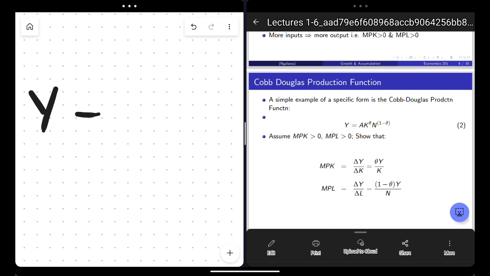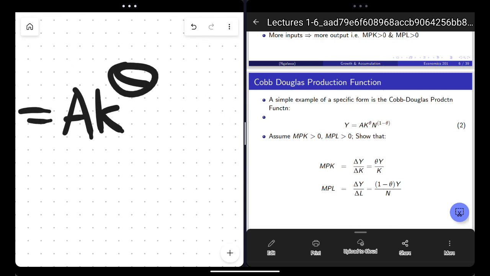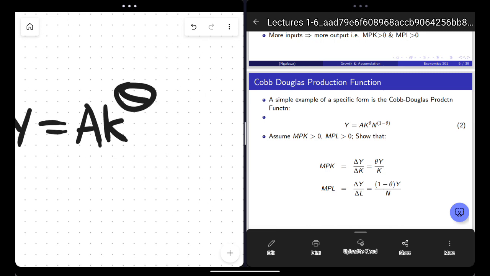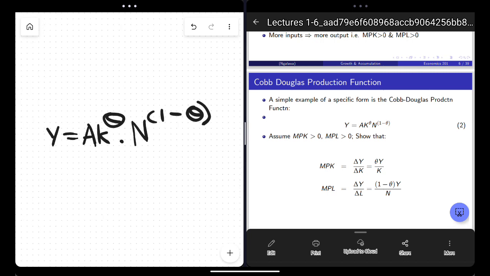So we got Y is equal to A K to the power theta, and there's the first spelling pronunciation error in my videos of 2025. This is theta. I don't know how to pronounce it. I don't care really. What I do care about is economics right now. And then the times, you represent it as a dot, N, and then to the power, so all these are powers, 1 minus theta. So theta is there. Okay, so this is the equation.